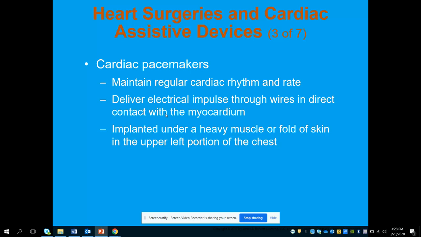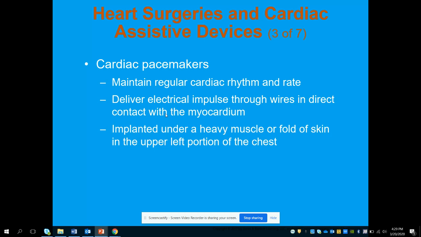Looking at pacemakers, these maintain regular cardiac rhythm and rate, and so they deliver electrical impulses through wires directly in contact with the myocardium. So essentially, their heart was not functioning the way that it should. Remember, we talked about automaticity and how the SA node was setting the pace of the heart. Eventually, if that fails to do so for a variety of different reasons, it could be because of loss of tissue function. They might have tachycardia, they might have constant bradycardia, they might have irregularities like atrial fibrillation, something that led them to need this pacemaker to keep that regular rate and rhythm all the time.